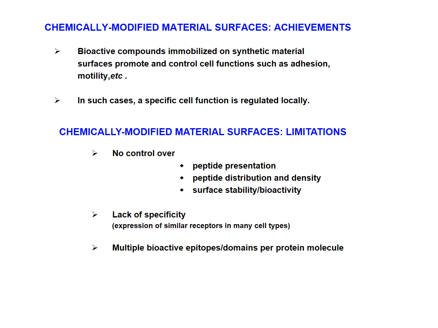In a similar perspective, we know now that the big protein molecules have more than one domains or epitopes of peptides which are bioactive, and they bring about functions of cells and sometimes of more than one type of cell. That causes lack of specificity for the outcomes which are needed for new tissue formation.